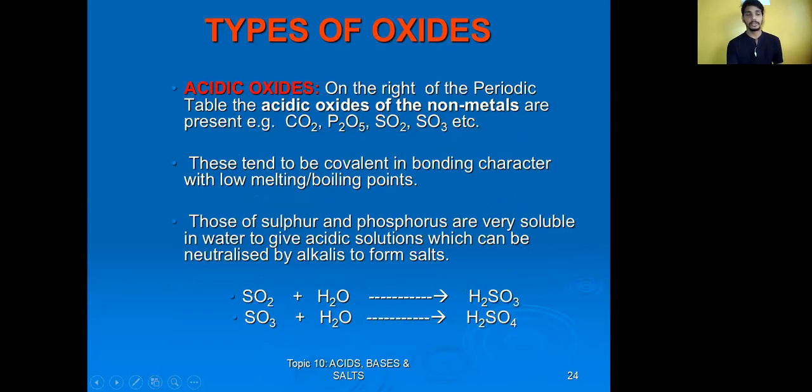Now let's talk about the acidic oxides. On the right of the periodic table, the acidic oxides are there. Majorly they are carbon dioxide, P2O5, then SO2 and SO3. These tend to be covalent in bonding character with low melting and boiling points. Those of sulfur and phosphorus are very soluble in water to give an acidic solution, which can be neutralized by alkali to form the salt.